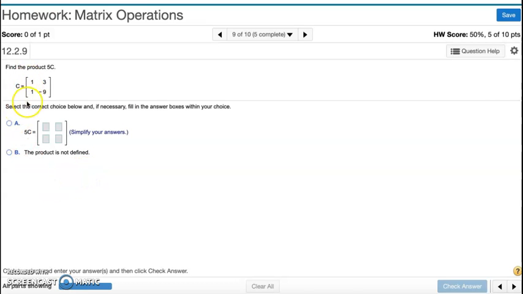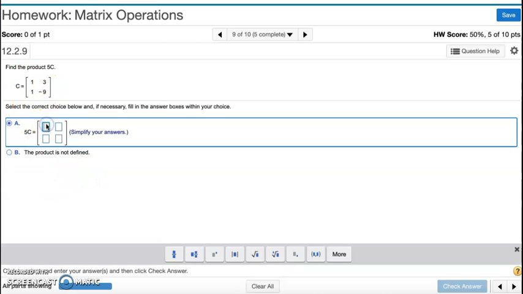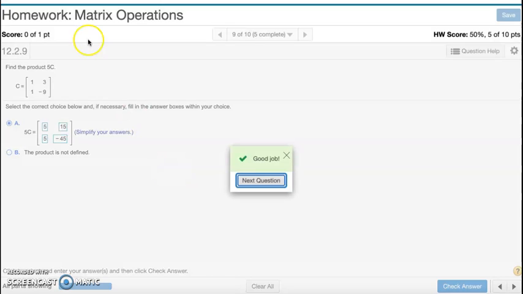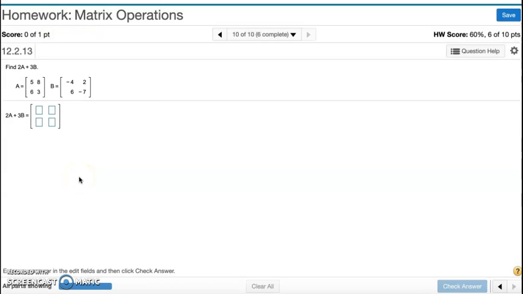So you're just multiplying everything by 5. So 1 times 5 is 5, 3 times 5 is 15, negative 9 times 5 is negative 45, and 5 times 1 is 5. And that's number 9. Number 10, find 2a plus 3b.